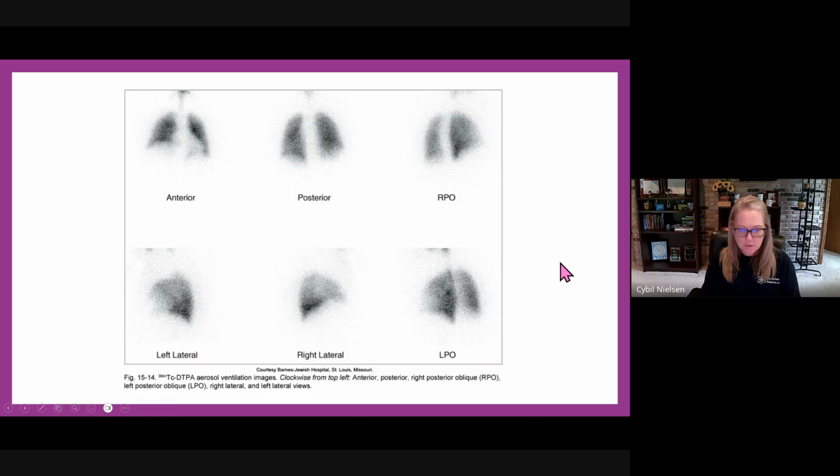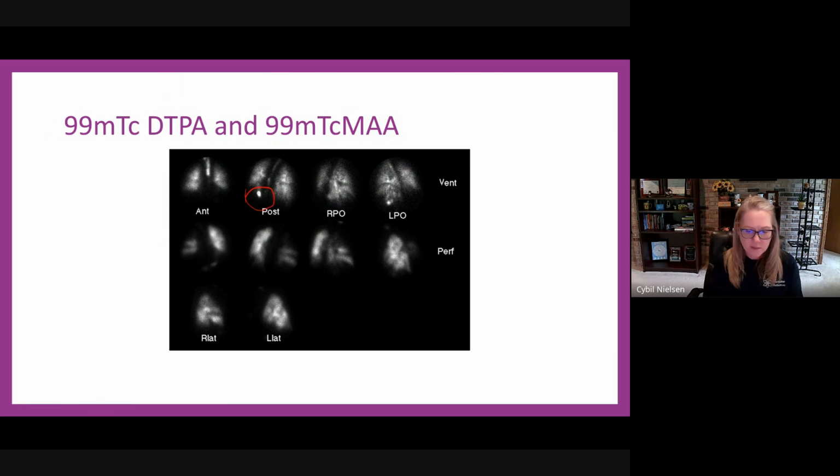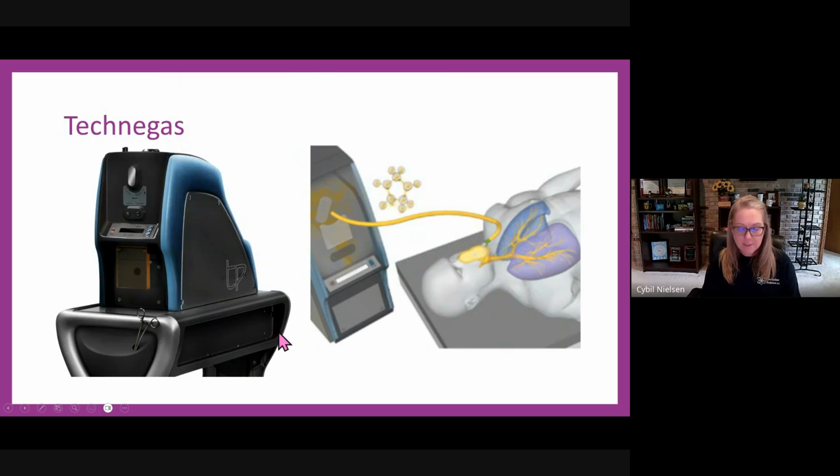All right, this is what it looks like. Of course, you're going to see esophagus activity. You also see stomach activity from the patient swallowing. This is what the Technegas generator looks like.